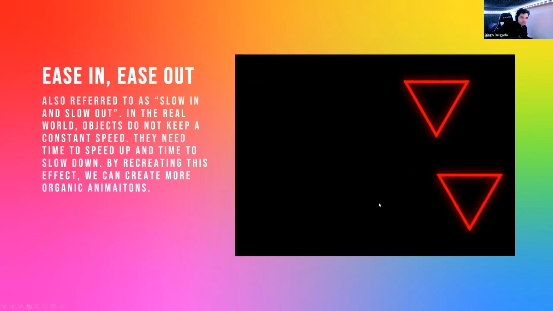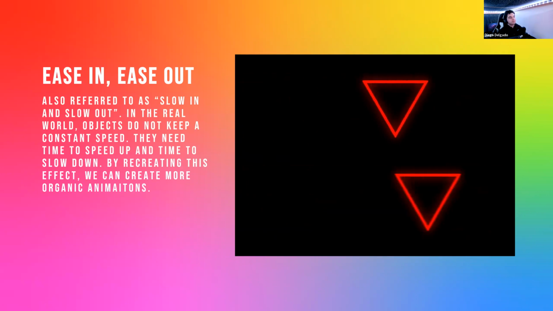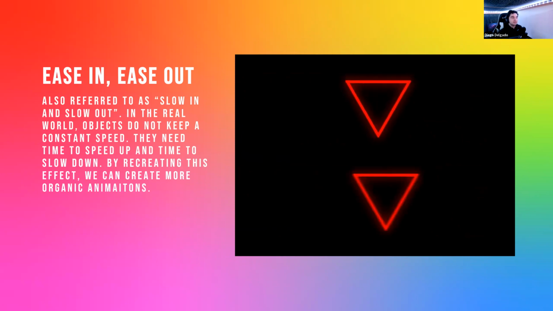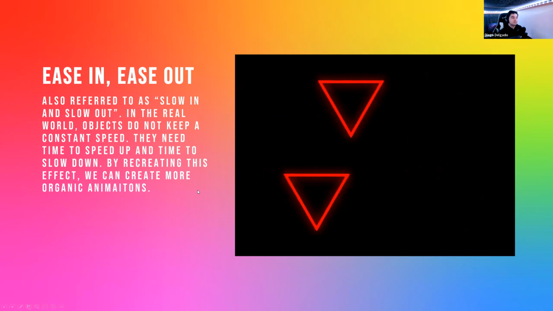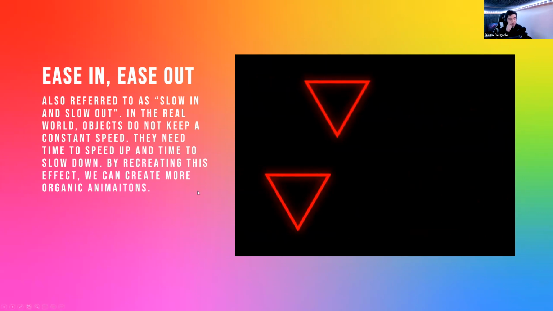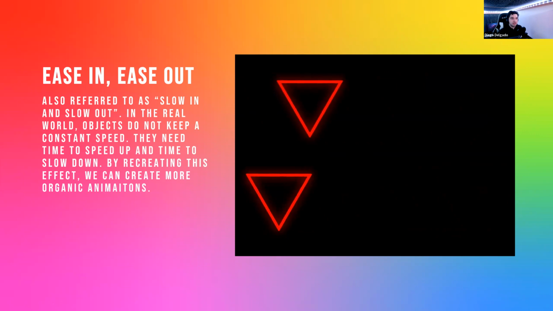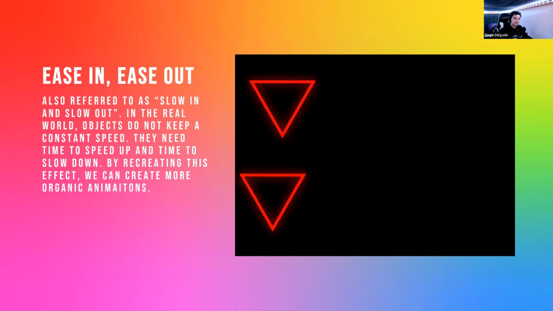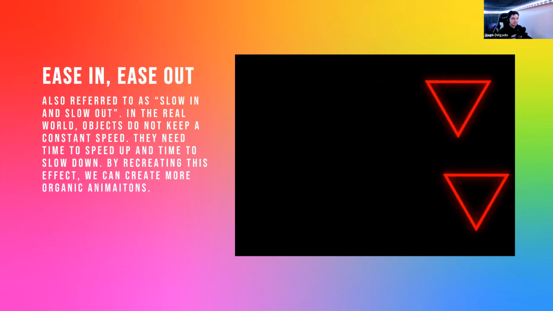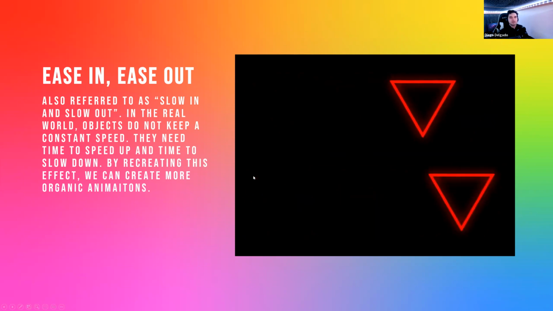So now this one's really important for making organic and smooth looking animations, ease in and ease out, also occasionally referred to as slow in and slow out. In the real world, objects do not keep a constant speed. They need time to speed up and they need time to slow down. So in this example I give here, you've got the top triangle. It's moving in a straight line, left to right, constant speed. The triangle on the bottom takes a second to get going, and then it's really fast in the middle, and then it takes a little bit of time to slow down again. And that's ease in and ease out. It's just to make your animations look a little bit more organic.